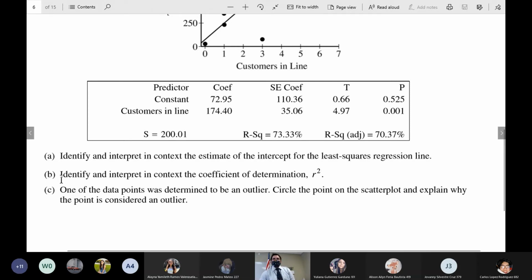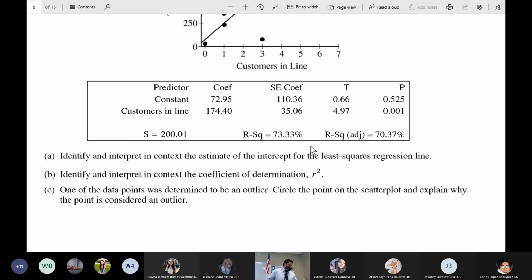Part B, identify and interpret in context the coefficient of determination, R squared. Well, we have R squared here, 73.33%. And again, remember that R squared allows us to determine essentially how accurate our least squares regression line is and how much of the variation it can account for. We're at 73.3%.